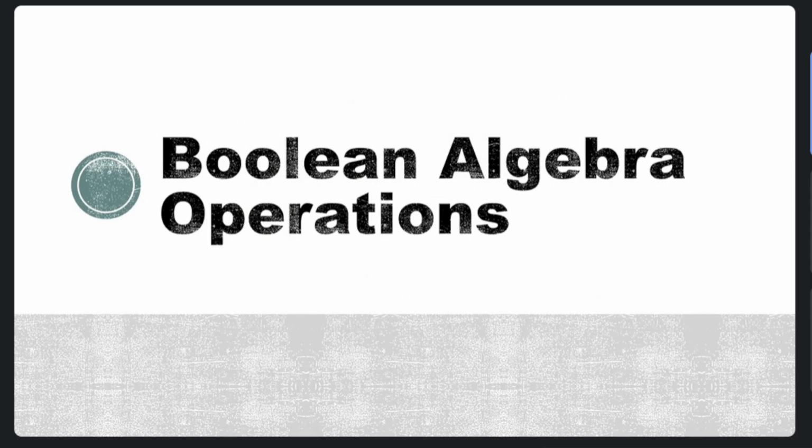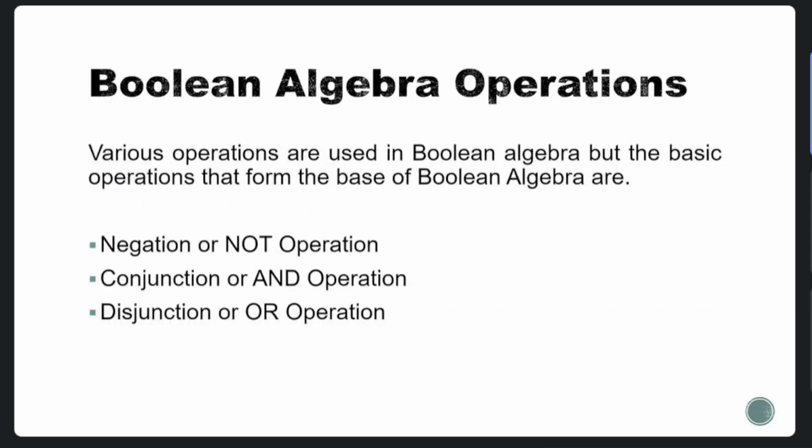So, Boolean algebra operations. Various operations are used in Boolean algebra, but the basic operations that form the base of Boolean algebra are negation or NOT operation, conjunction or AND operation, and disjunction or OR operation. So yun yung three basic operations of Boolean algebra: NOT, AND, OR.